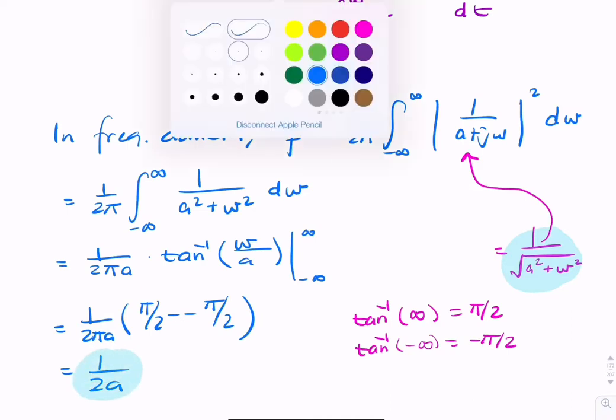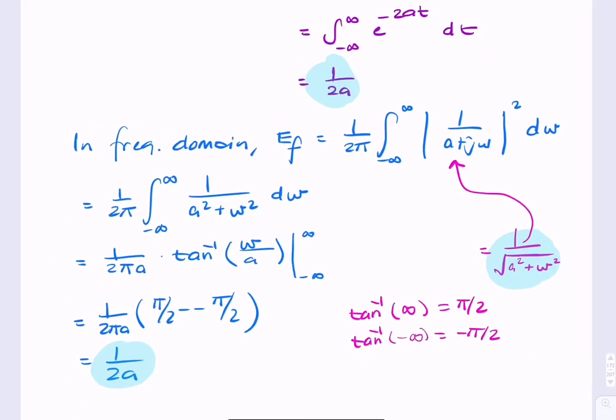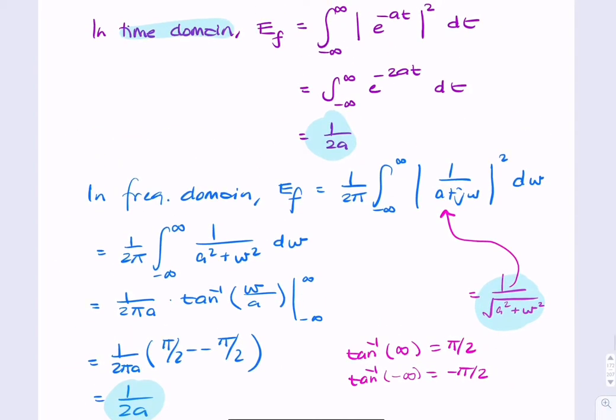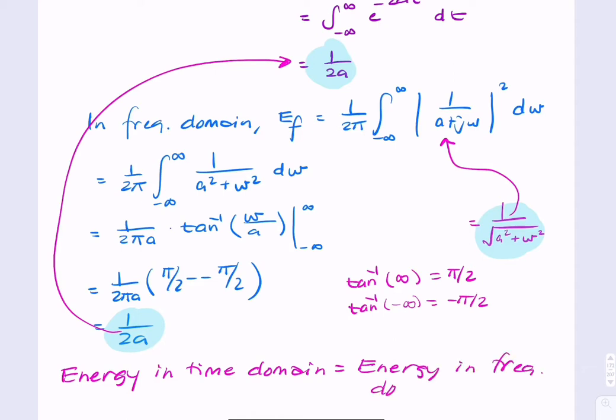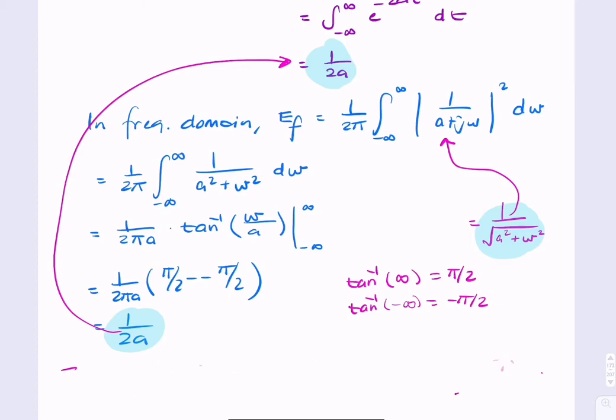So that 1 over 2a is the same as the expression we found in the time domain. So we can say that the energy in the time domain equals the energy in the frequency domain. Therefore, Parseval's theorem is verified.